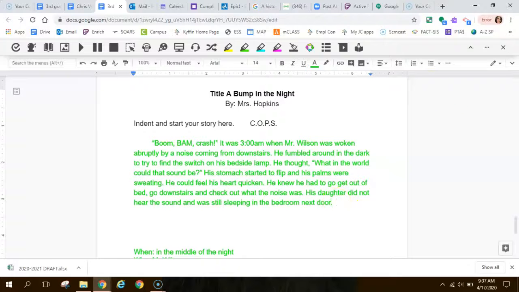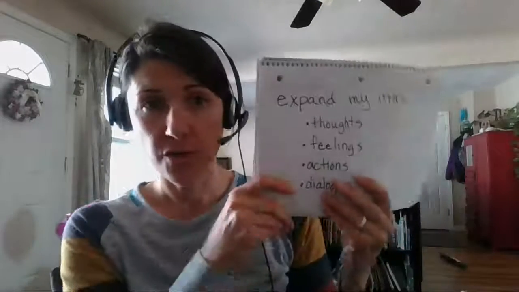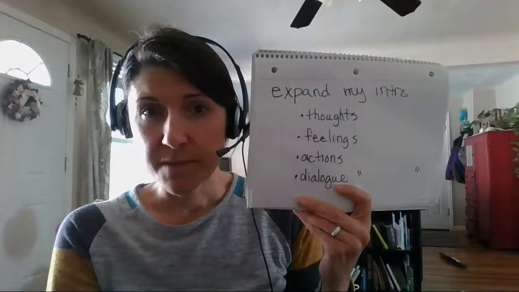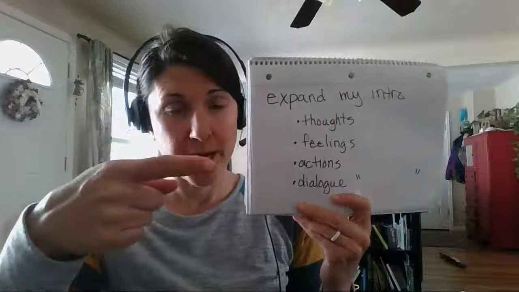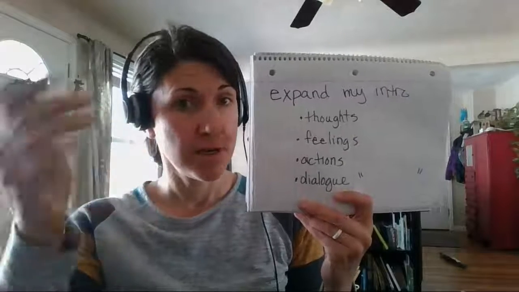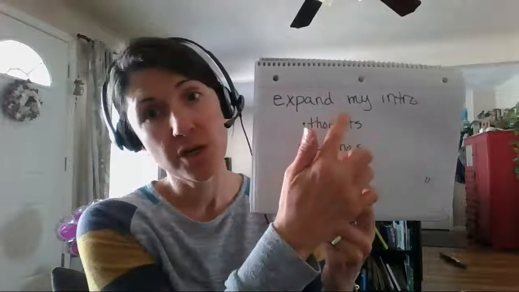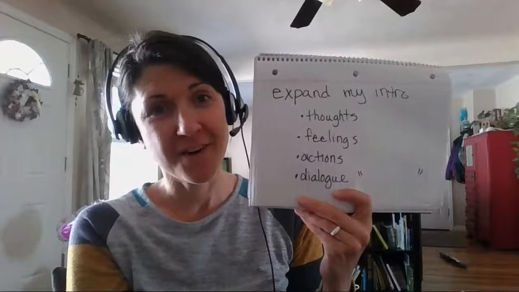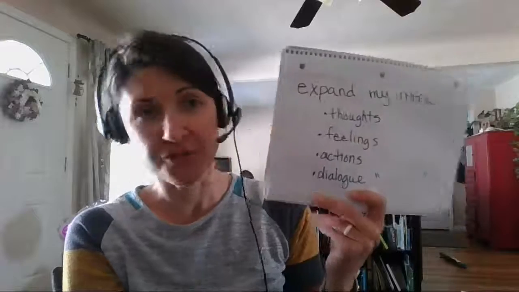Okay, so let's go over your learning target. You may pause this here if you would like to and use this kind of as your guide. Your learning target today was to expand your introduction, and that says intro. Sorry, it's a little messy. To expand your intro, you should have your where, your who, your when, and your what. You should have those 4 things, and you should also be expanding them with thoughts, feelings, actions, and dialogue to make yourself have a much more interesting introduction to your story.